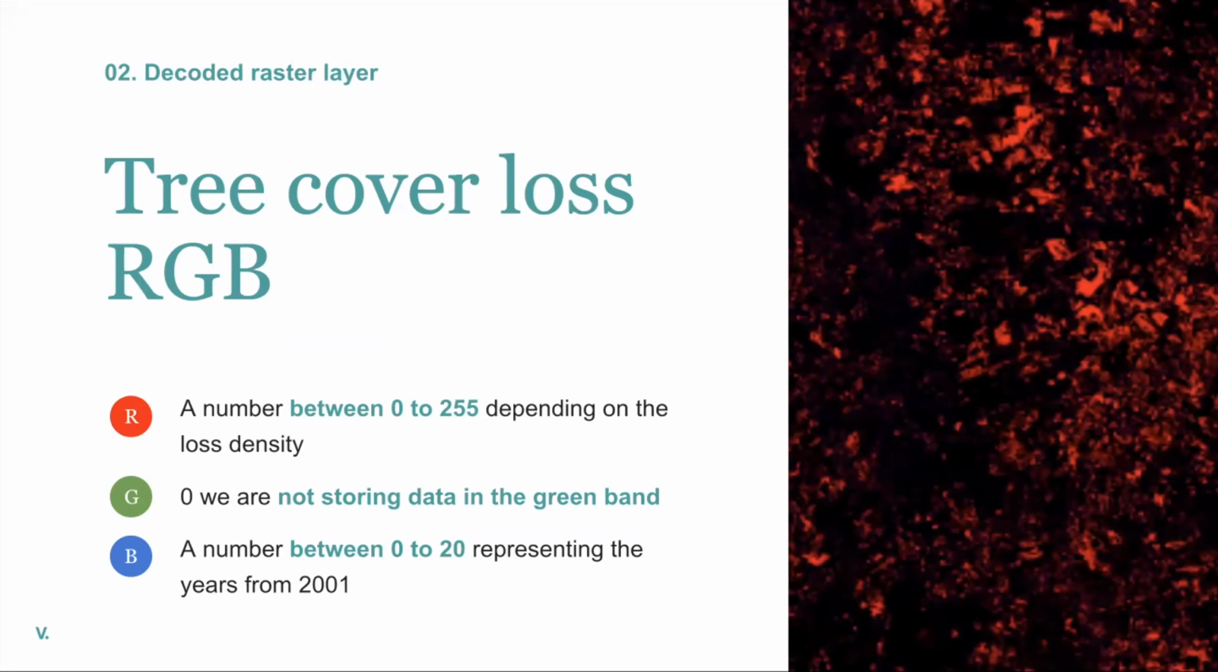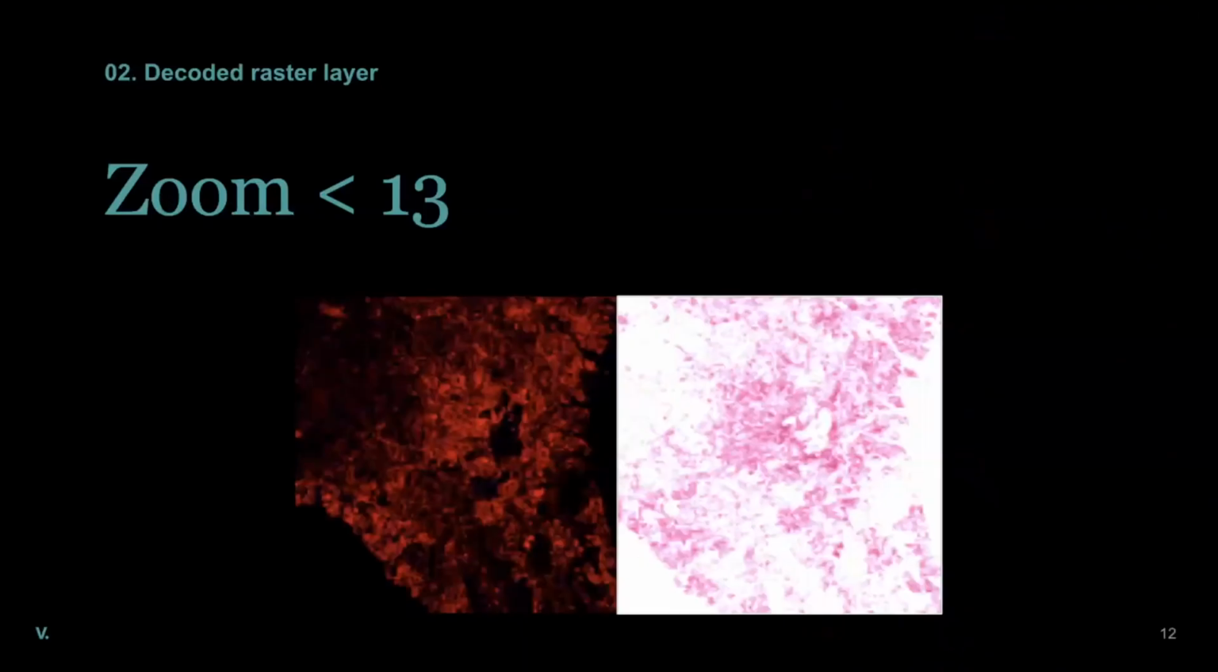Why are we storing the loss density? Because as I mentioned before, this layer has only 13 zoom levels. Below that, we are not going to show exactly where the alert is. We are going to show the concentration of alerts. So we will create a kind of shading. If you take a look at this image, the darker shading will represent high concentration of alerts, and the lighter shading will represent just the opposite.